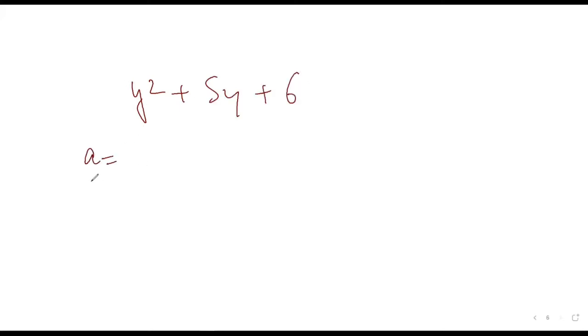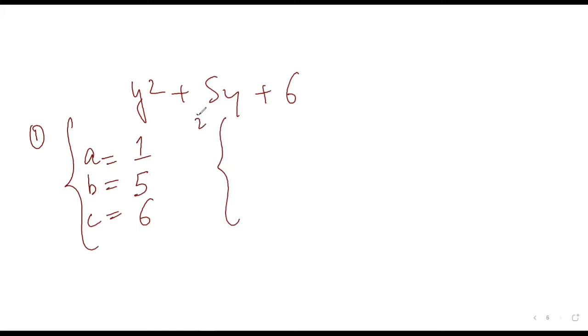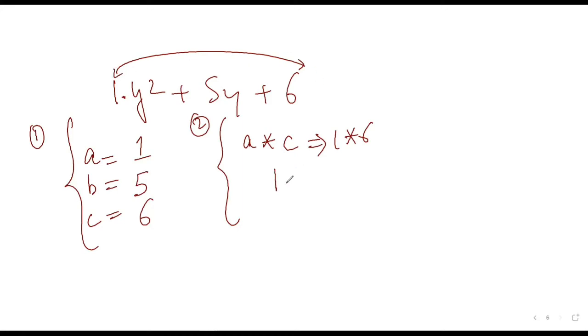First, I will write my A, B and C. What is my A? Sarthak. What is B? What is C? So first write your A, B, C. Step 2. Calculate A into C. What is my A into C? 6. 1 into 6. There is an invisible 1 here. So 1 into C. And my B is 5. Are we clear till here? Yes.